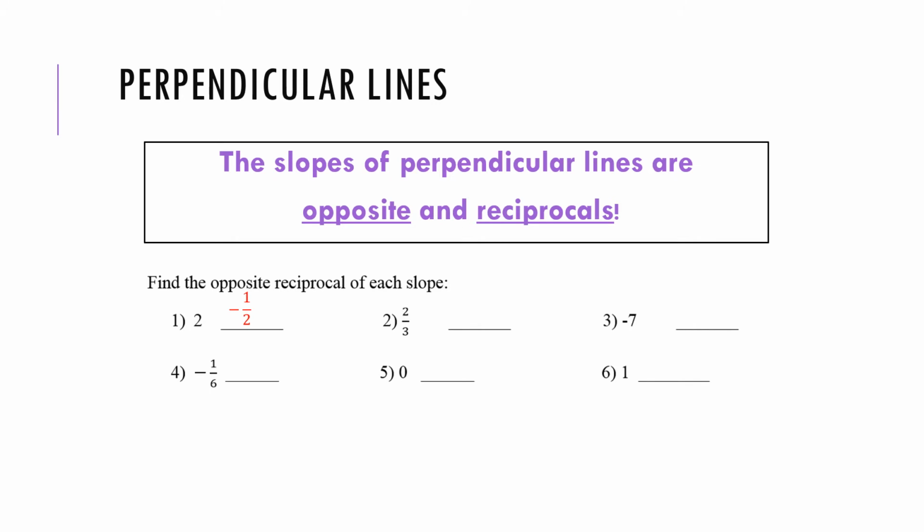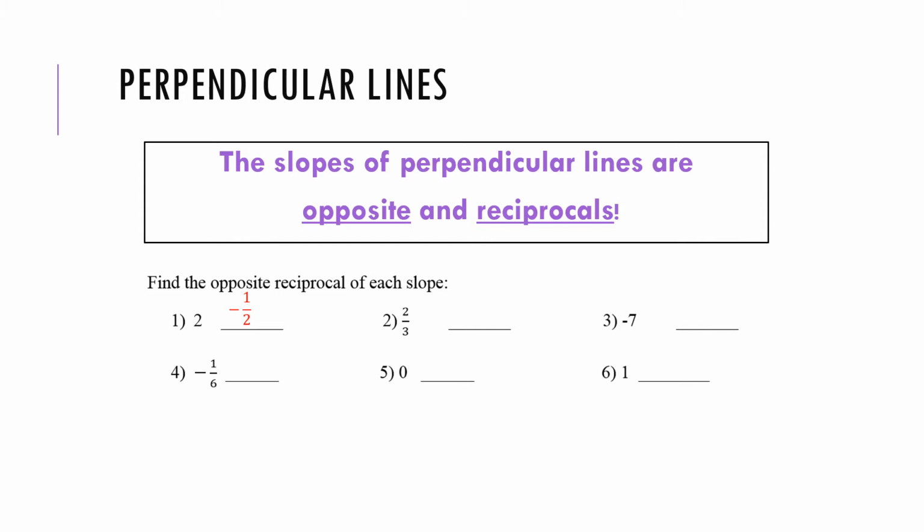So for number 1, we have 2 and negative 1 over 2. So we're switching the sign. We're going from a positive to a negative, and then we're flipping the fraction. So 2 is basically 2 over 1. We just flip the numerator and the denominator.